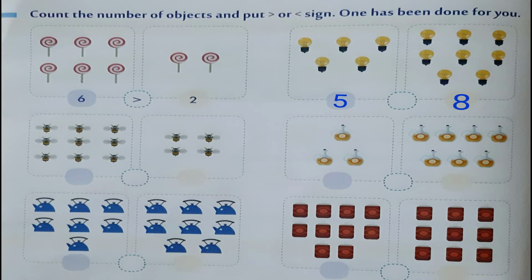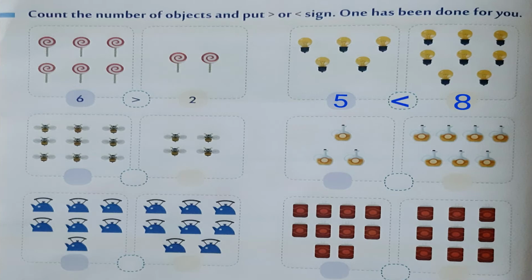Here the bulbs in the first group are lesser than the bulbs in the second group. So here 5 is lesser than 8. So what symbol we have to keep here? Yes, lesser than sign. Right, here lesser than sign, children. And see the next one.